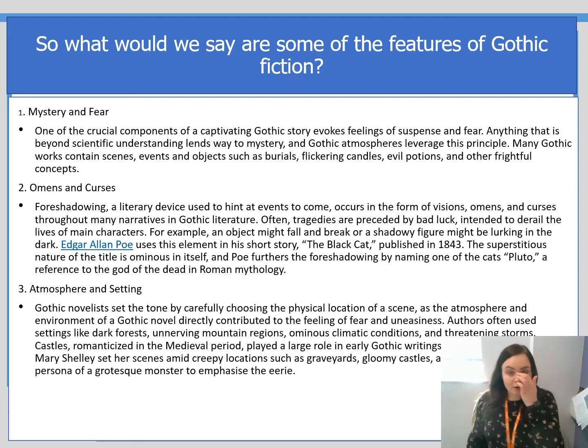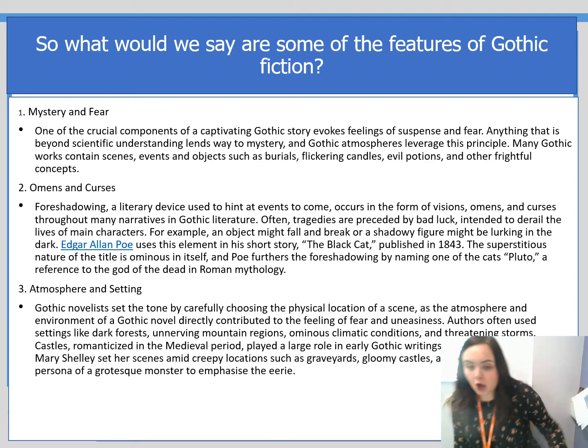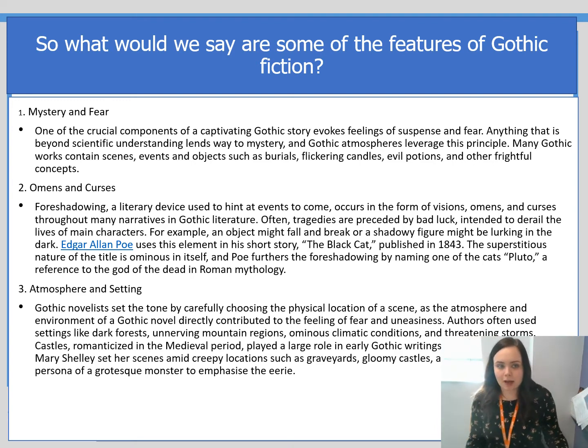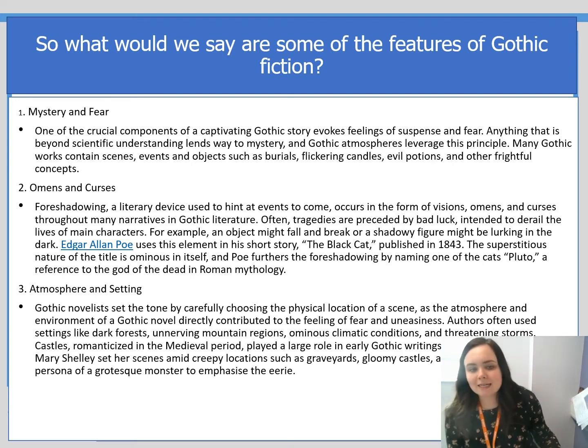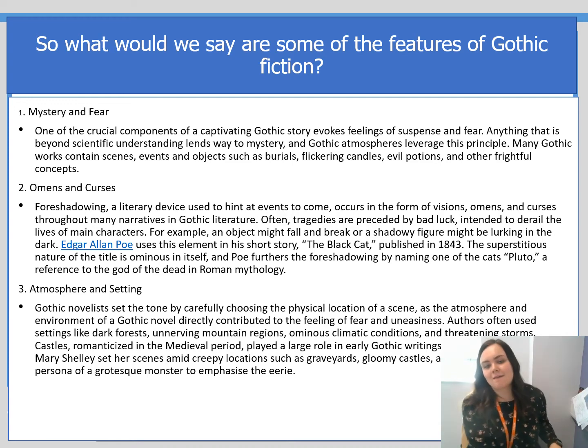So the second feature of Gothic fiction is omens and curses. Okay, so foreshadowing, a literary device which is used to hint at events to come, occurs in the forms of visions, omens and curses throughout many narratives in Gothic literature. Often tragedies are preceded by bad luck, intended to derail the lives of main characters.